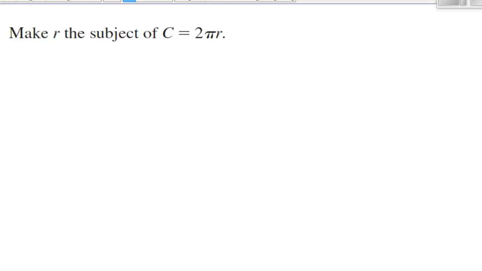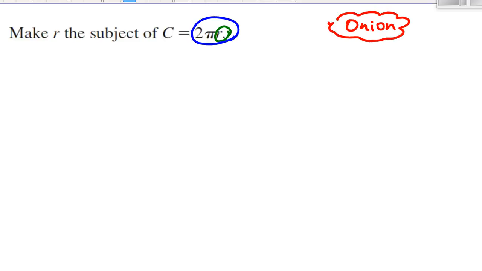So the first step you need to do is to circle that variable that you want to make the subject. So I'll circle R, and then I'll circle everything else that is on this side. So imagine that I'm peeling this onion that I've formed here. So this is an onion. So I'm trying to peel this onion. If I peel the outer skin, whatever I see is 2 pi, and 2 pi is multiplied by R.